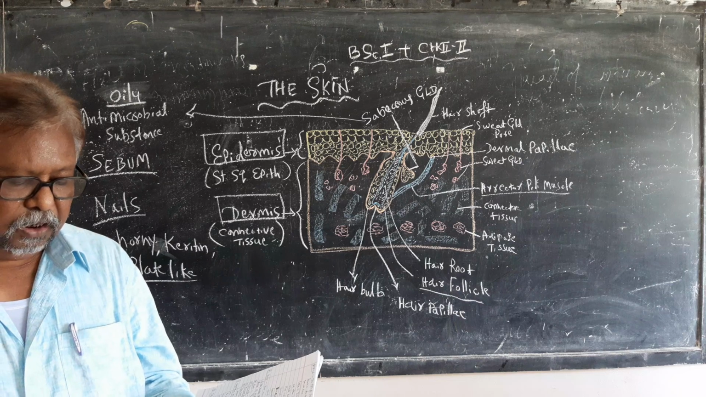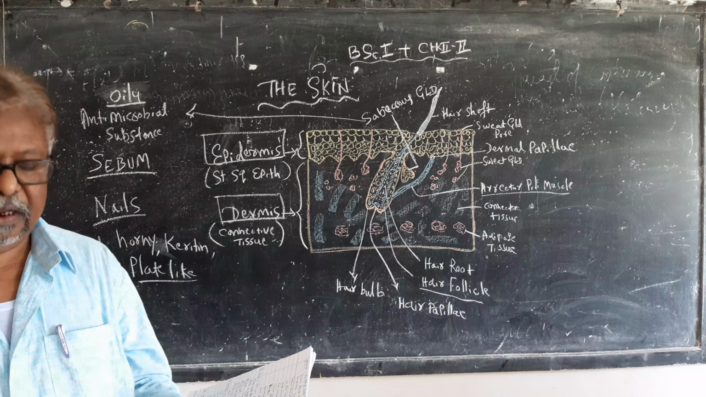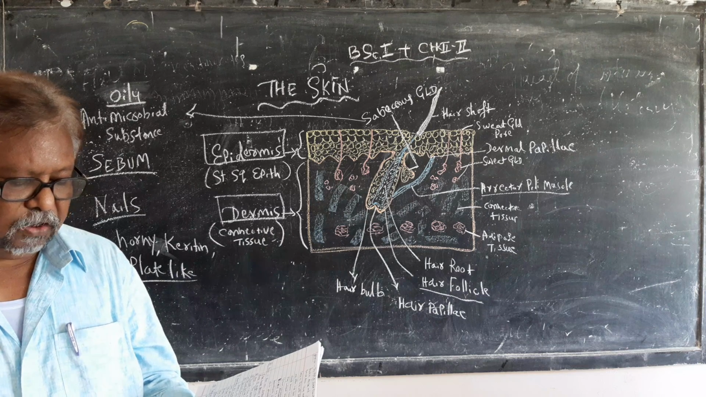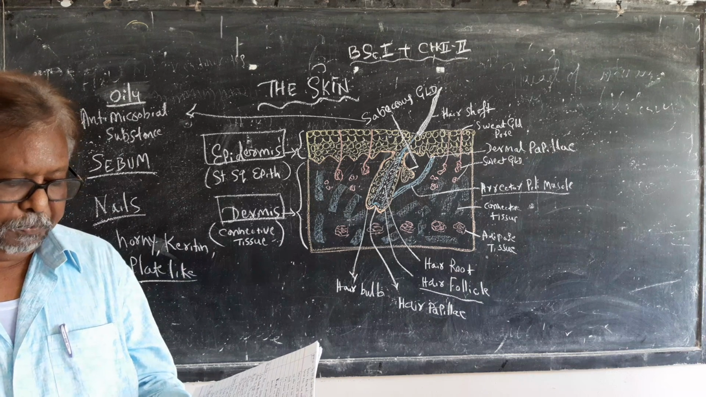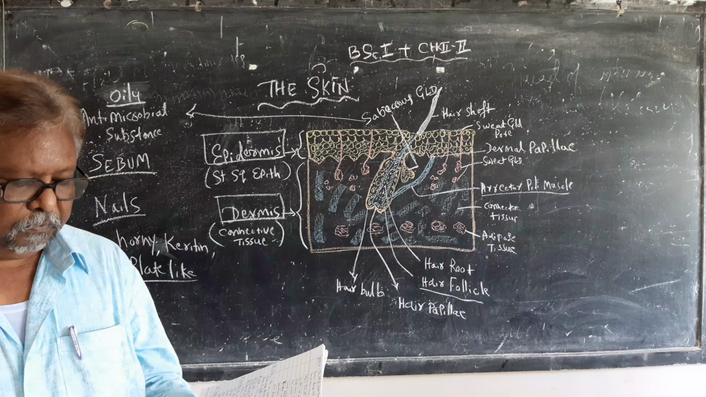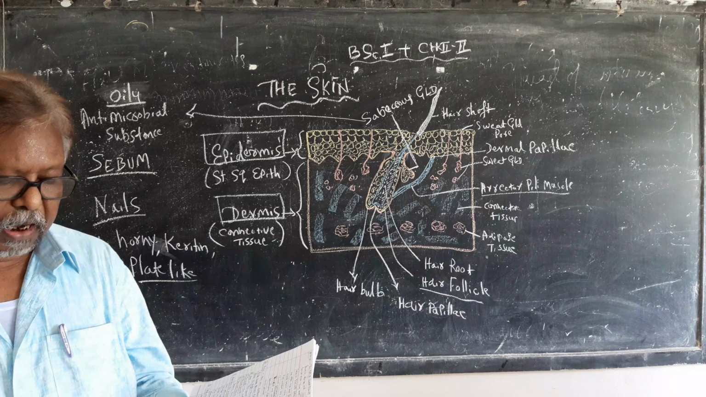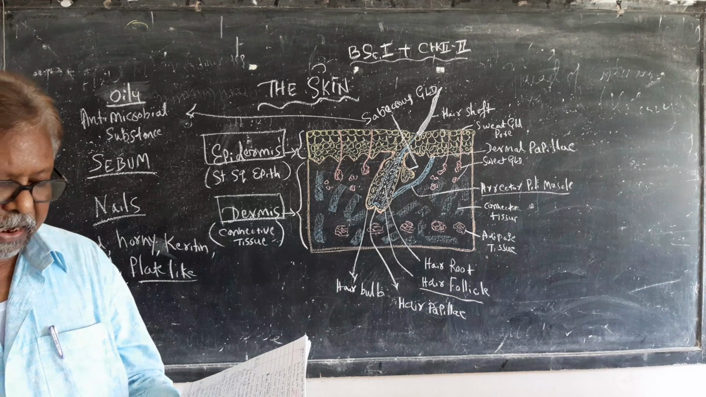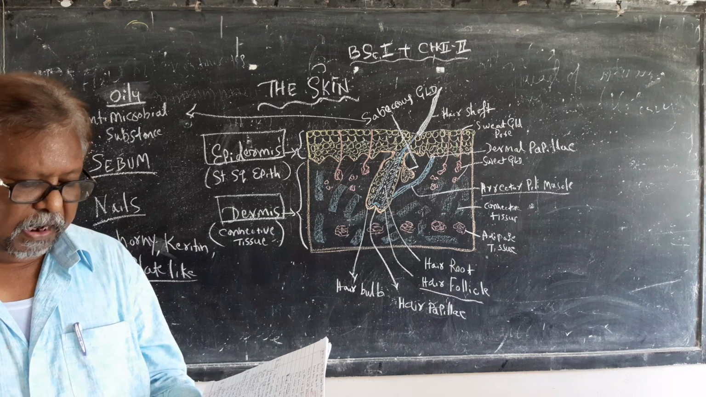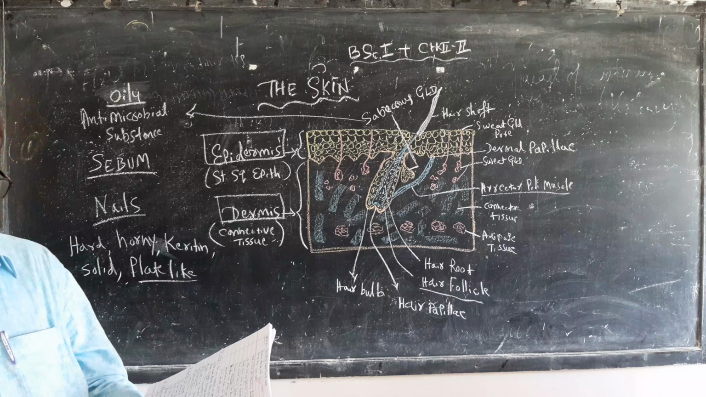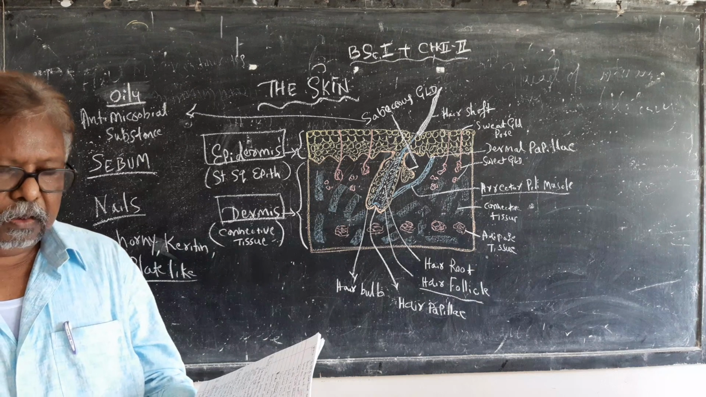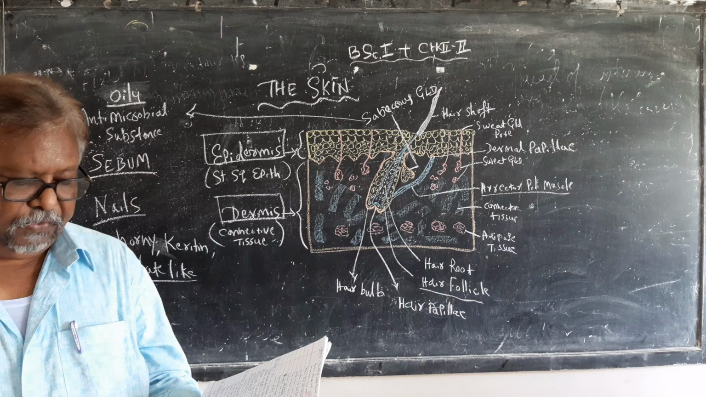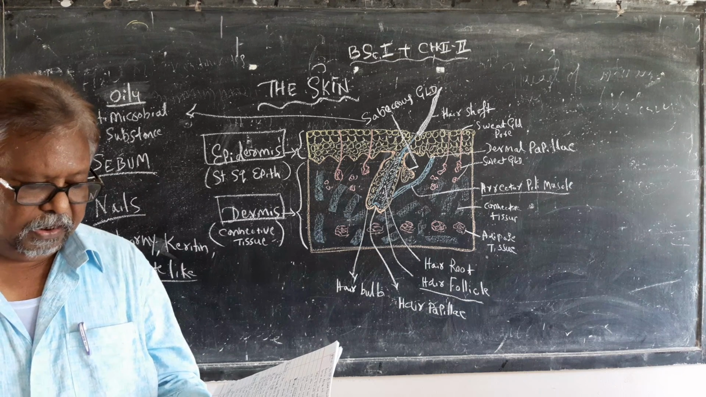It prevents loss of water or dehydration. The basal cells of the epidermis contain a brown pigment called melanin, which protects from harmful effects of ultraviolet rays, UV rays and light. So the melanin pigment present in the basal cells of the epidermis protects from harmful effects of UV rays and the light.